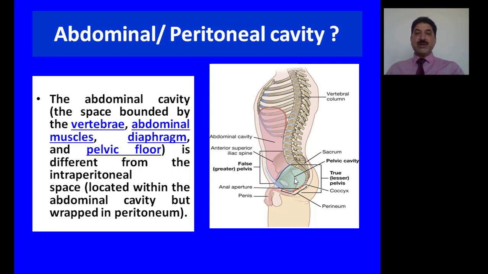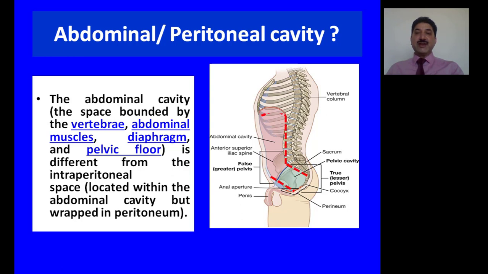It is different from the peritoneal cavity which lines it. The peritoneal cavity is in fact a cavity within the abdominal cavity. It does not include extraperitoneal or retroperitoneal structures, for example, the kidney, suprarenal gland, abdominal aorta, and inferior vena cava. They are contents of the abdominal cavity but not of the peritoneal cavity because they are retroperitoneal structures.